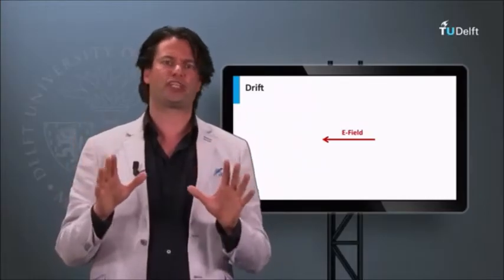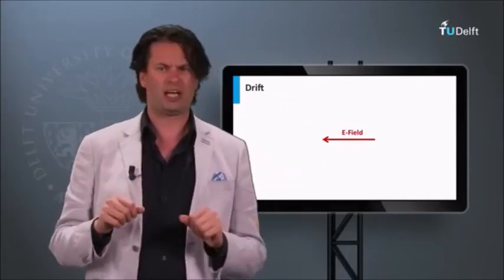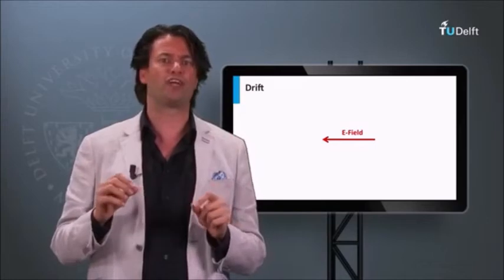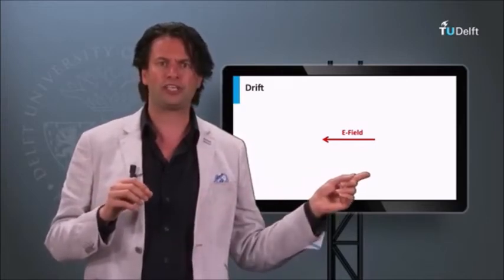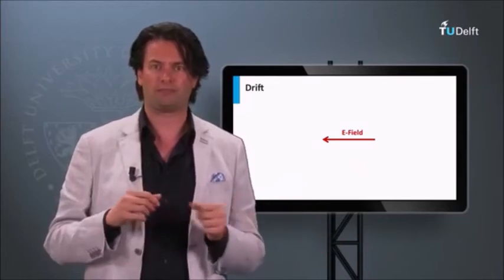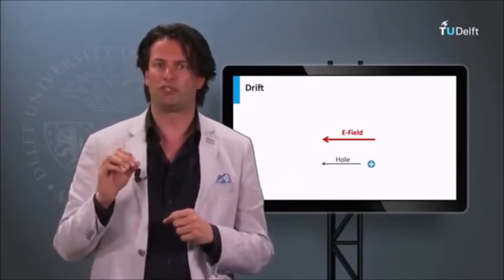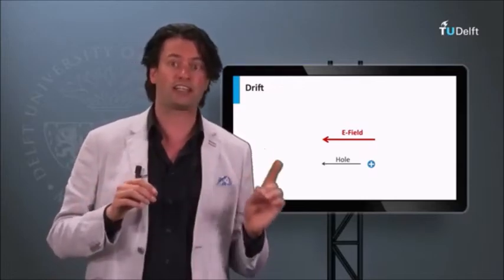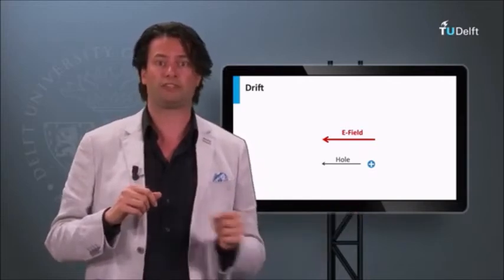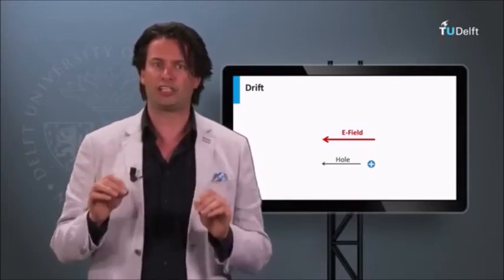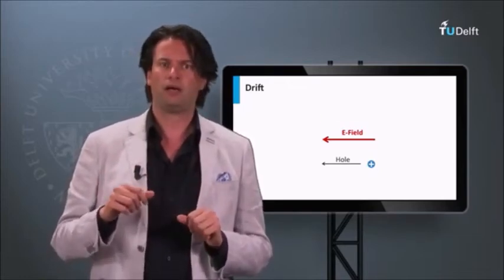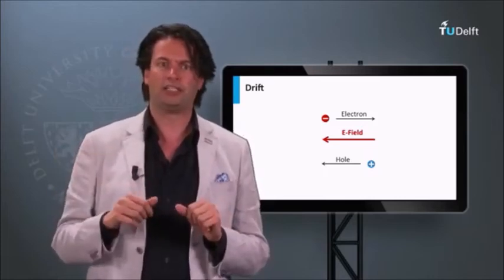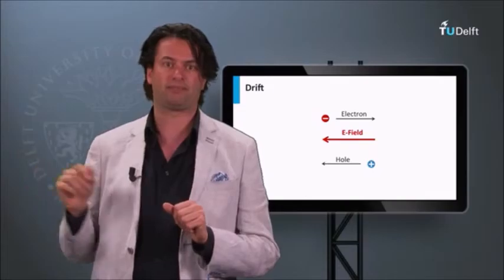Now we move to the second transport mechanism, which is called drift. Charged particles like electrons and holes can also be moved under influence of an electric field. Let's consider an electric field which points to the left. If a positively charged hole is positioned in this electric field, it will experience an electric force in the direction of the electric field, so in this case to the left. Consequently, it will start moving in that direction. A negatively charged electron will experience a force in the opposite direction of the electric field. The electron will start moving to the right.